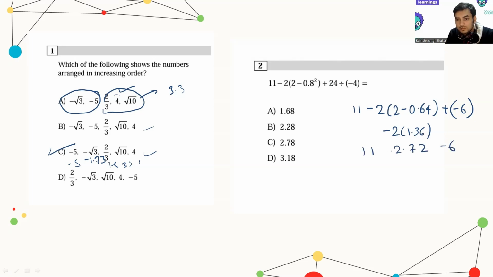11 minus 6 is 5. So 5 minus 2.72, how much is it coming? 2.28. Okay.